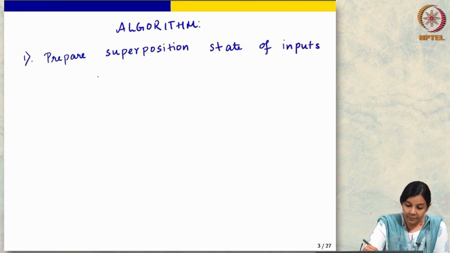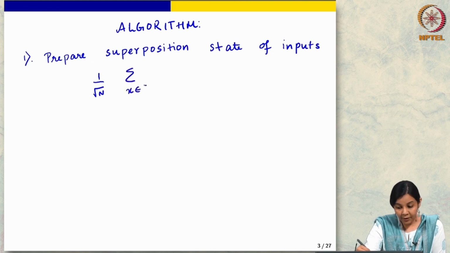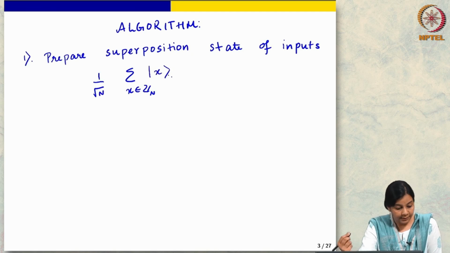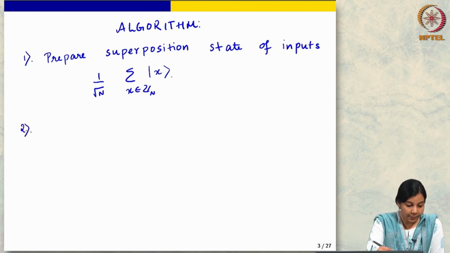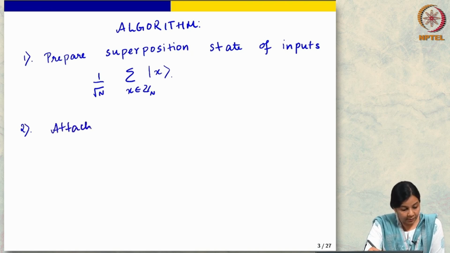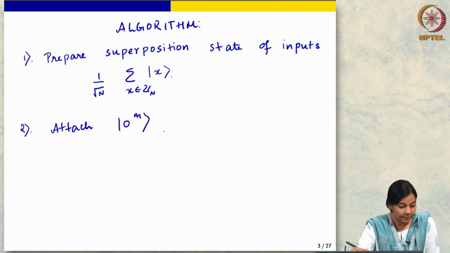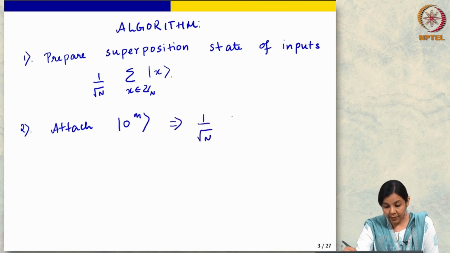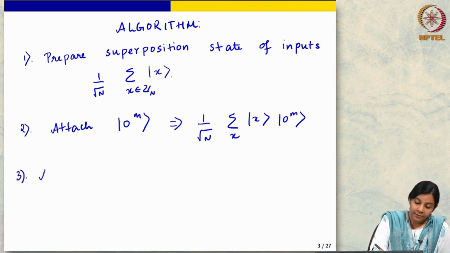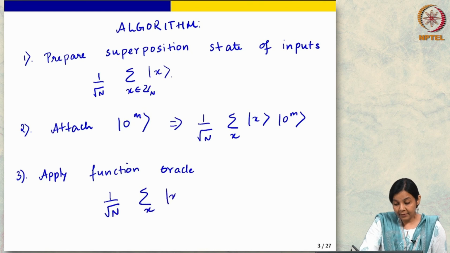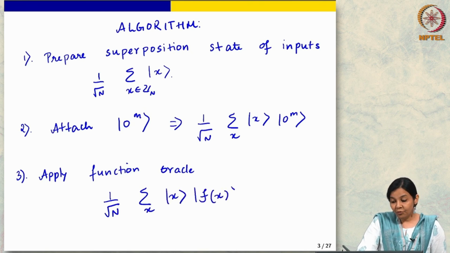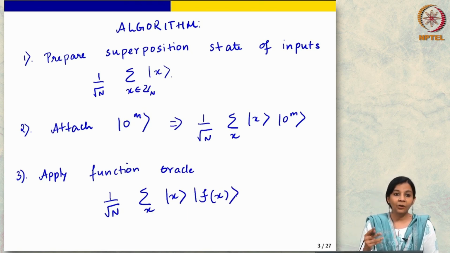Of inputs, right. So, this is basically 1 over root n summation of x over z n, x. Okay, so this is just the superposition of all inputs. So, this part is sort of standard by now. Then we will attach some set of zeros to it, okay, to get 1 over root n summation x, 0. The third thing is apply the function oracle. Okay, so now I will get 1 over root n summation x, x, f of x. So far we kind of discussed even yesterday that these are the standard steps.